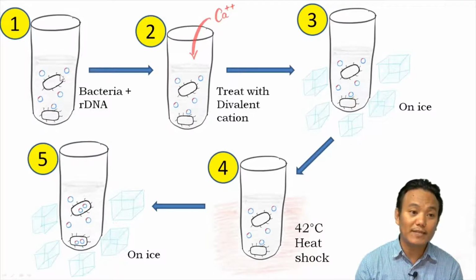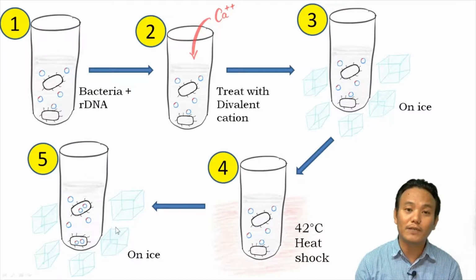In order to make the bacterial cell competent, we need to treat the bacterial cell with a particular concentration of divalent cation, such as calcium ion. This will make the bacterial cell wall porous to the recombinant DNA. And then we incubate the mixture on ice, followed by 42 degrees Celsius heat shock, and then back on ice. What this will do is make the bacterial cell competent to take up the recombinant DNA into it, thereby transforming the bacteria. Right. So this is how you make the bacterial cells competent. And that is what we mean by a competent host.